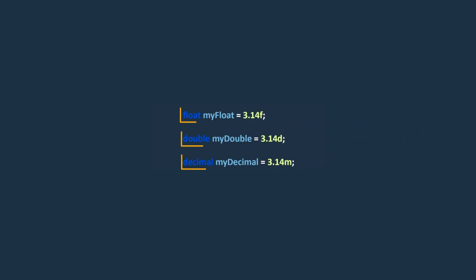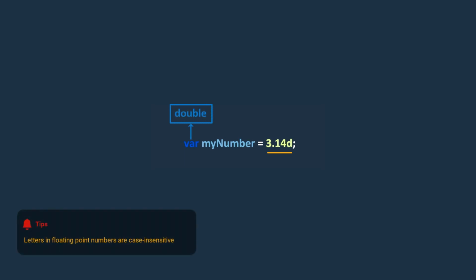Okay, in these examples, the type of these variables is declared explicitly. But if we have an implicit variable, how is this literal value interpreted by the compiler? As you know from the previous lecture, any decimal value without a suffix or with the d suffix is interpreted as double, and with the f suffix is interpreted as float, and with the m suffix is interpreted as decimal.